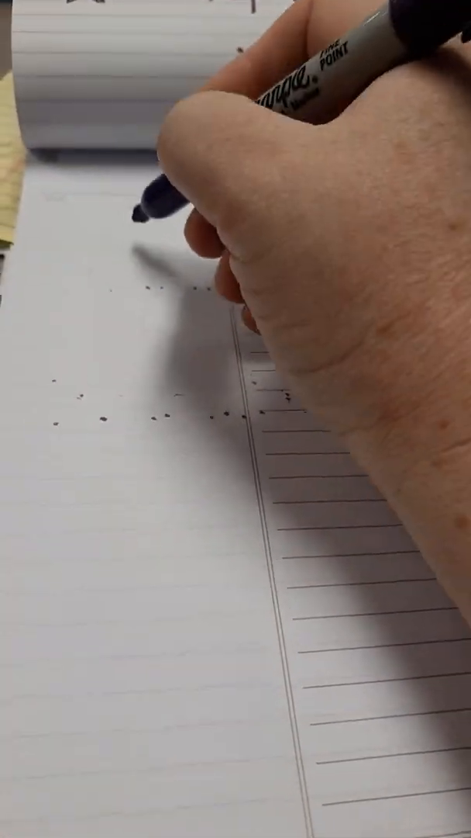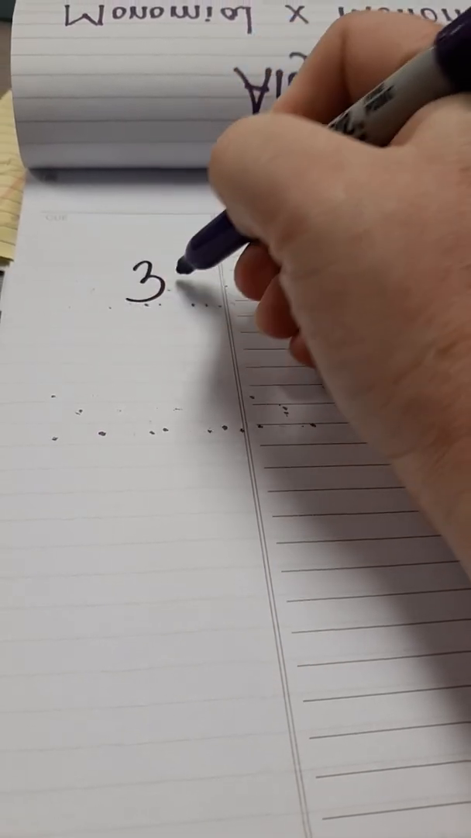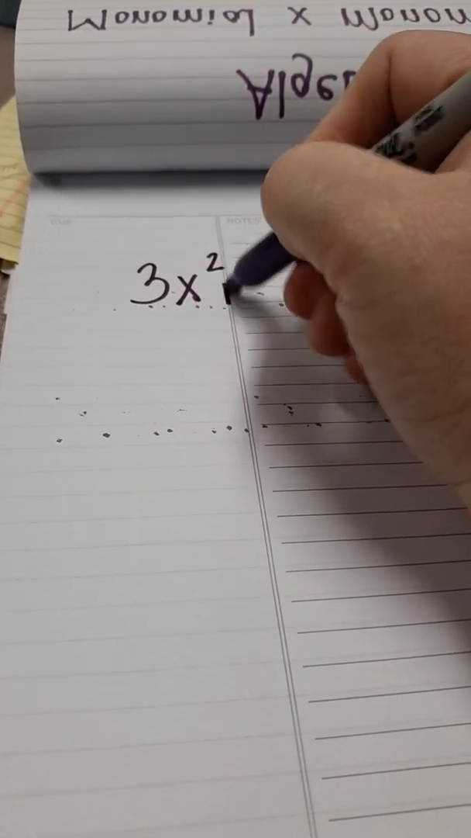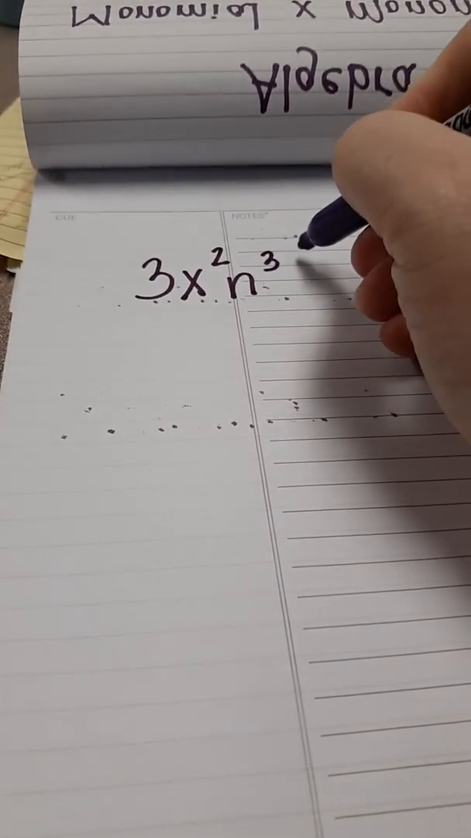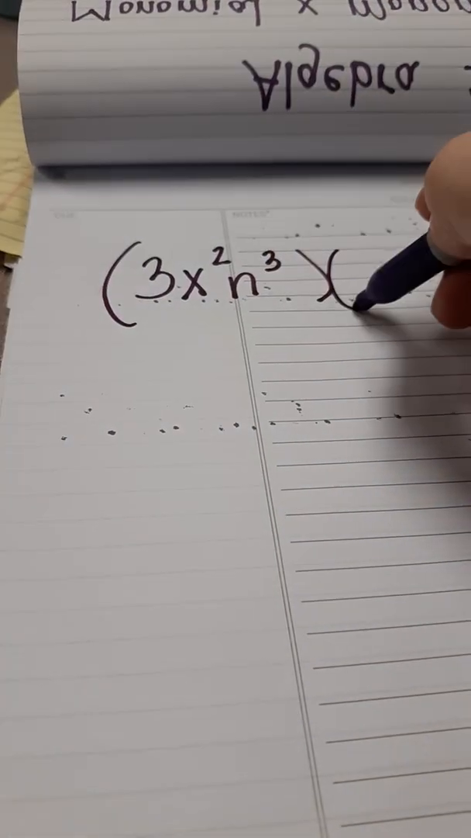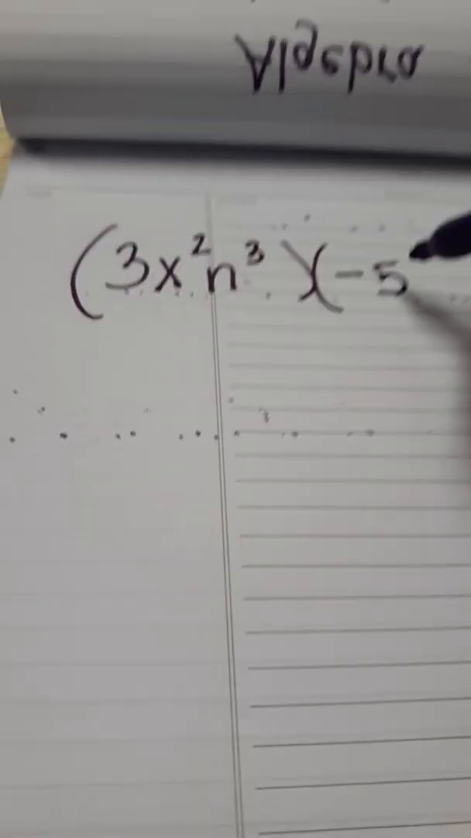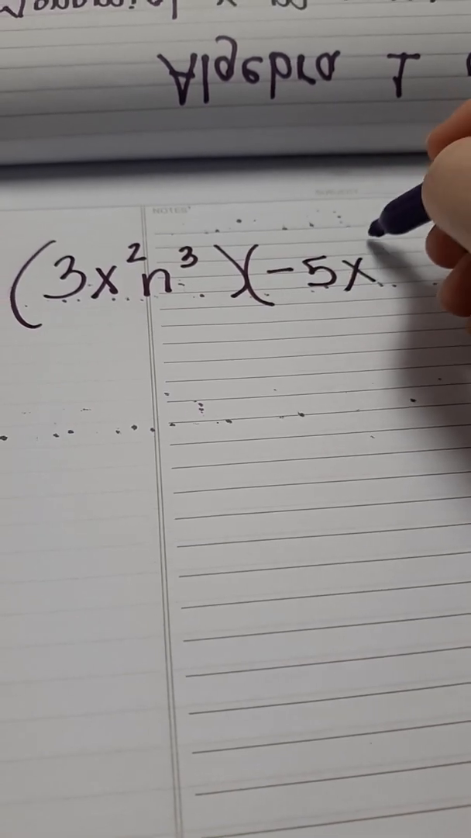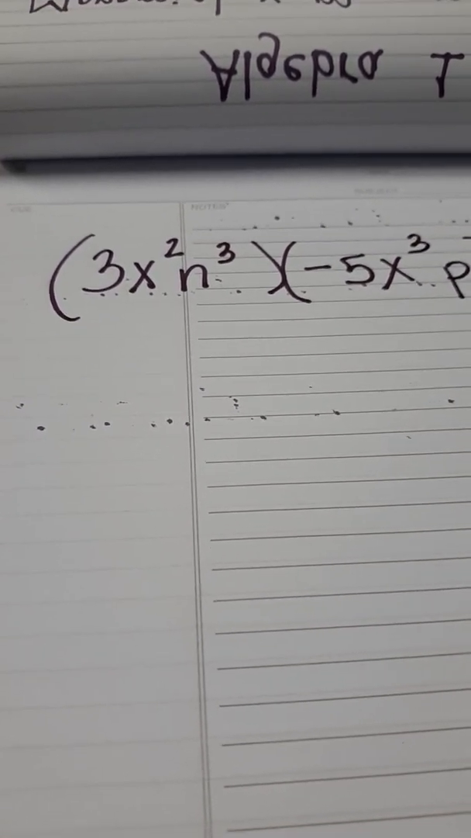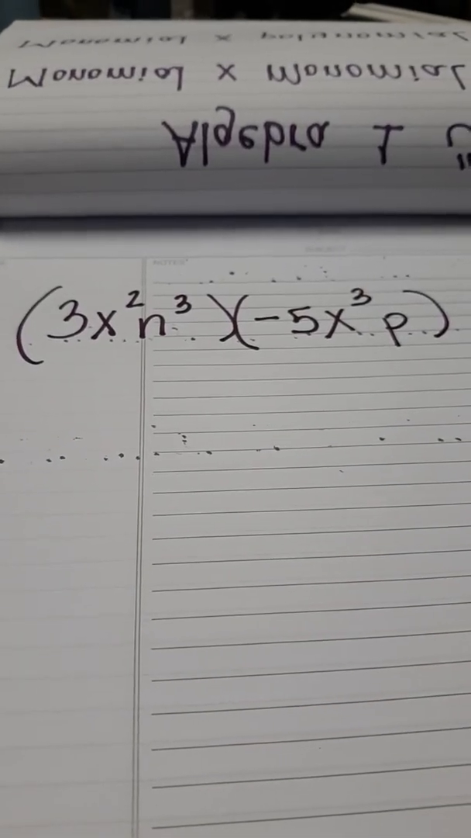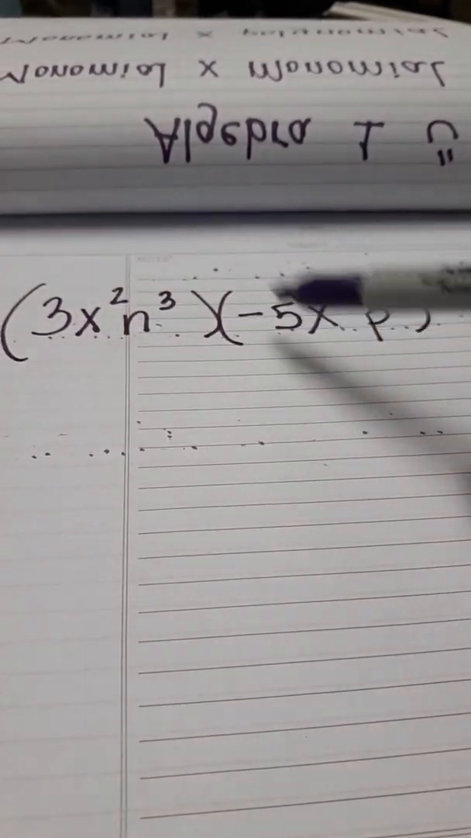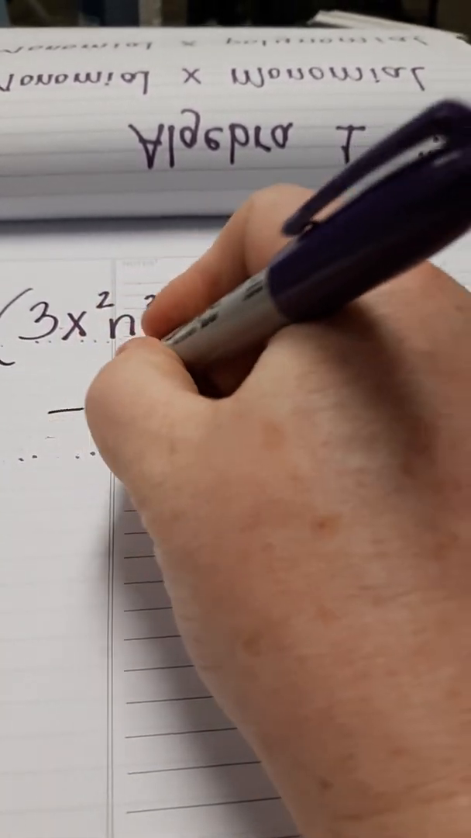Okay, so when you're doing a monomial times a monomial, let's make up a monomial. Okay, and we're going to multiply that by another monomial. So what you want to do is do one thing at a time. Okay, do the numbers first. So 3 times negative 5 is negative 15.